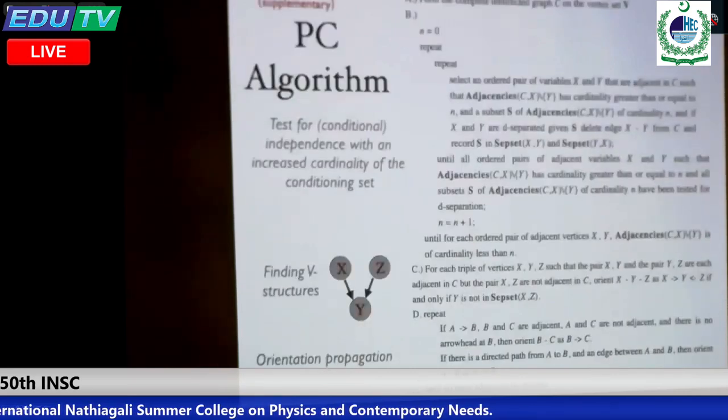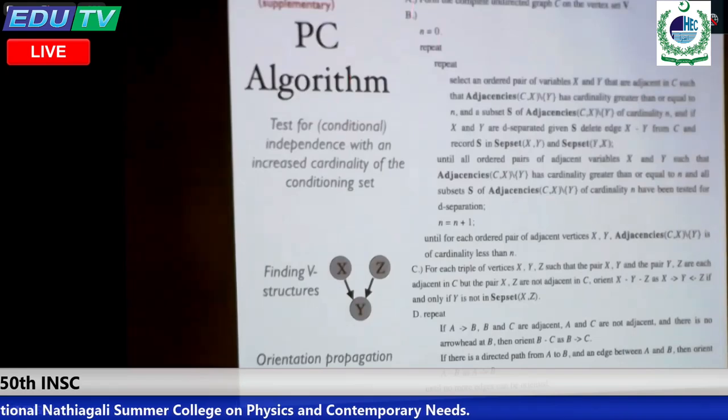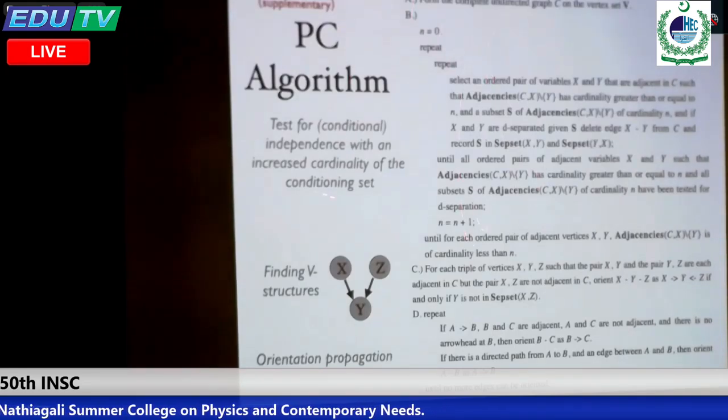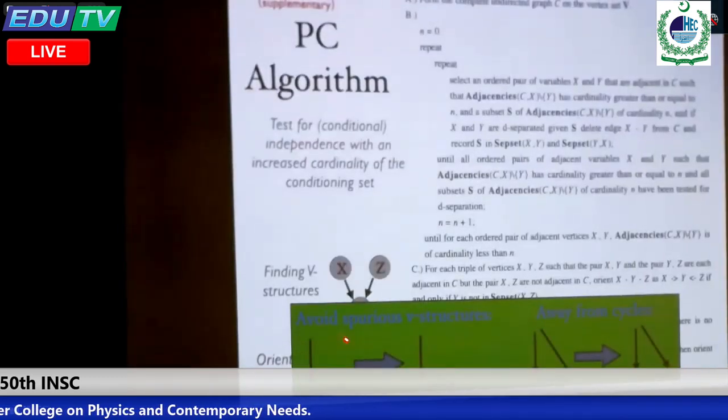And this is the original PC algorithm. You can see basically you do conditional independence tests to find the skeleton, and then find the v-structures, and then do orientation propagation. This is exactly what you just saw in the previous slides. This is how we can do orientation propagation.